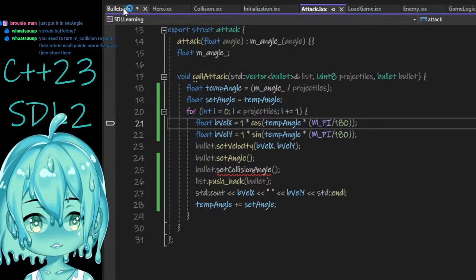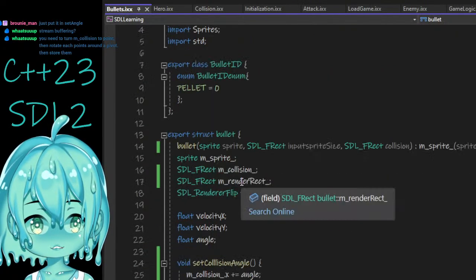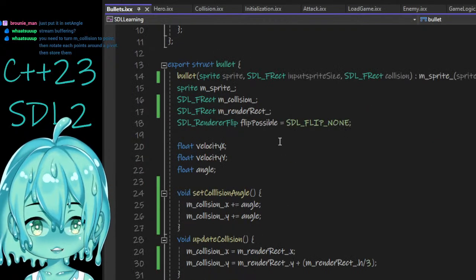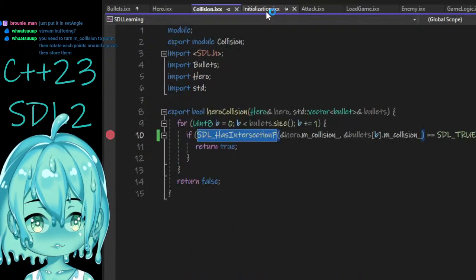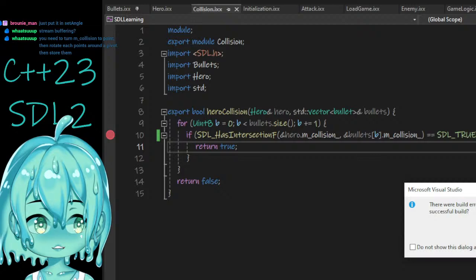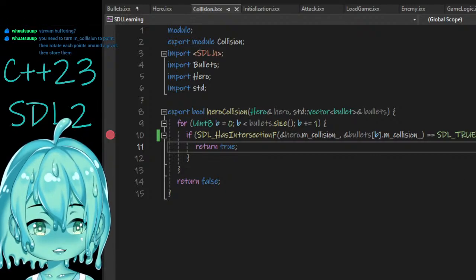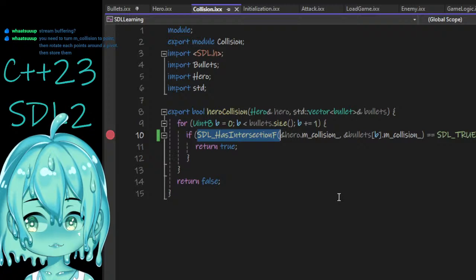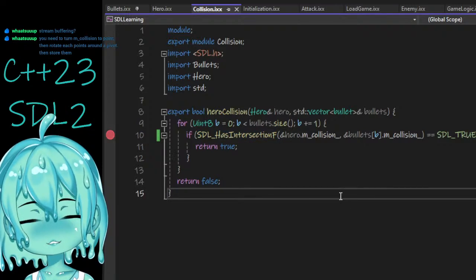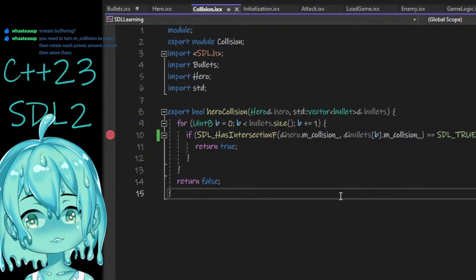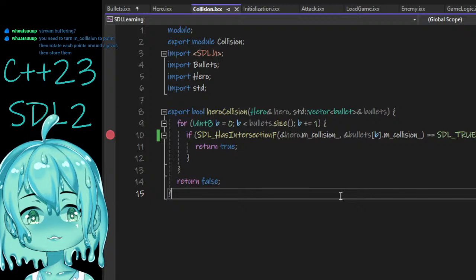Bullet class has no member called set collision angle. Yes. Oh, save it. Yeah, and the issue is the collider. Look at that. Oh man, that sucks.